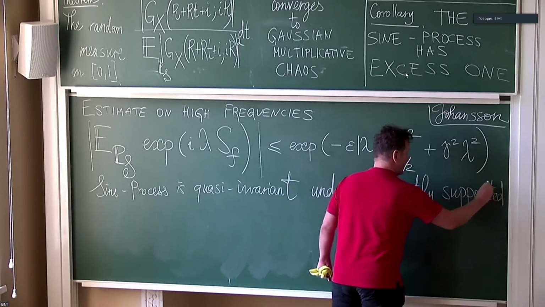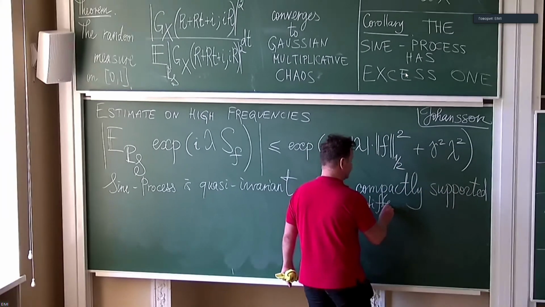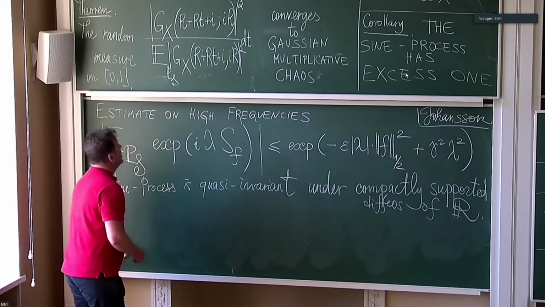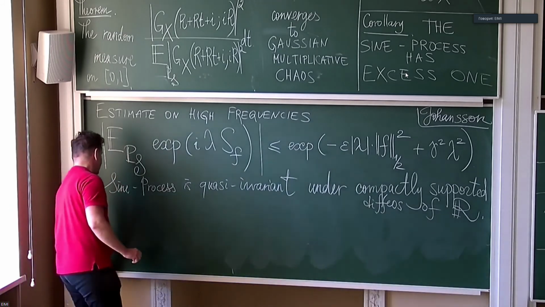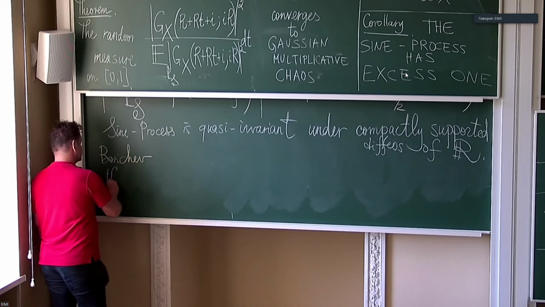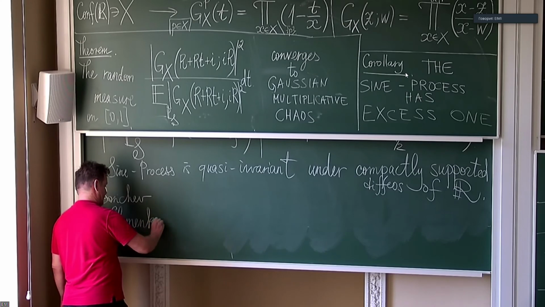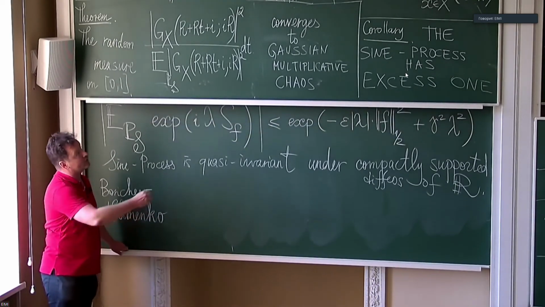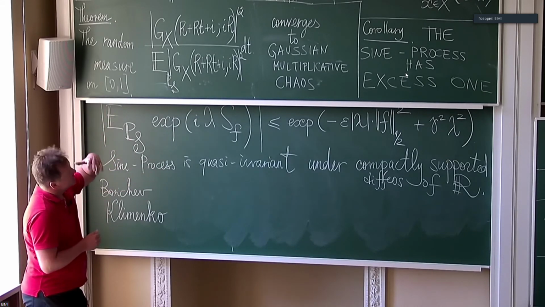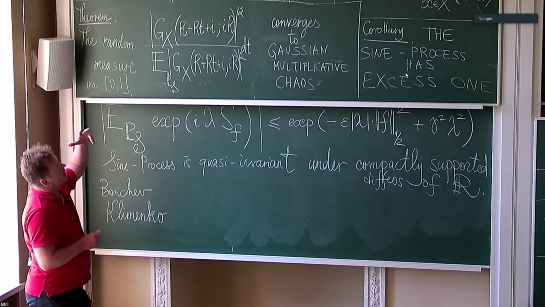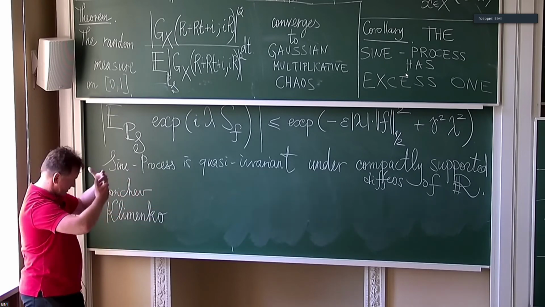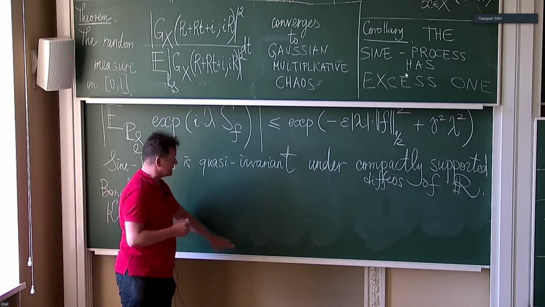And as a final remark, let me just say that this fact that the sine process is quasi-invariant under compactly supported diffeos of R also allows us, in joint work with Borichev and Klimenko, to obtain an interpolation result for the Paley-Wiener space. So we know that the sine process has access 1. So the realization of the sine process without one particle is a complete and minimal set. Is it possible to recover a Paley-Wiener function from the configuration of the sine process?